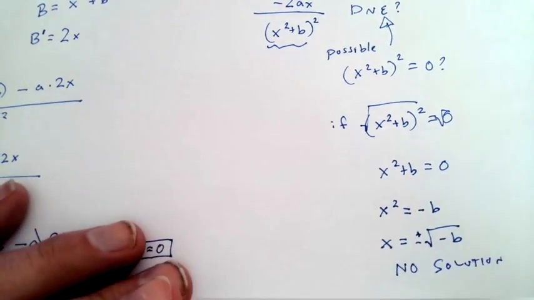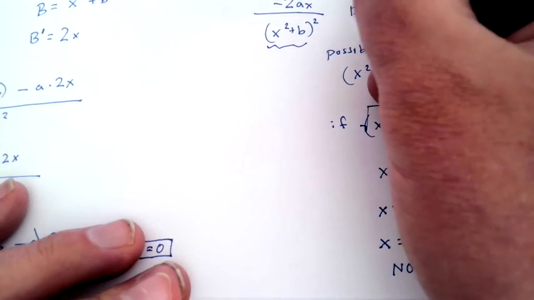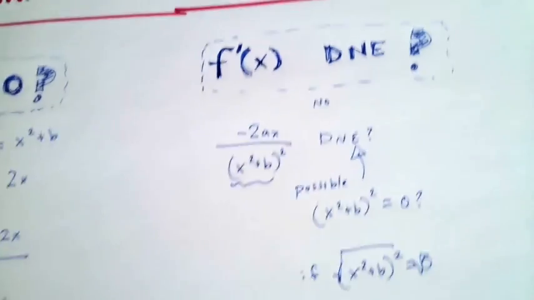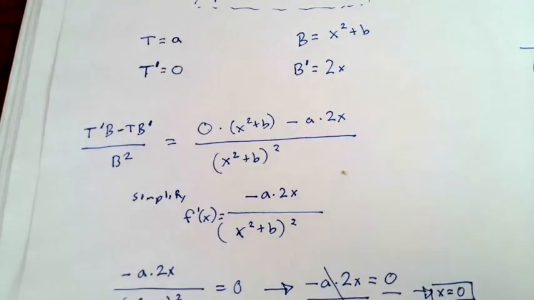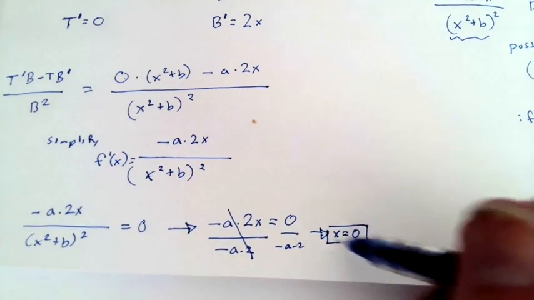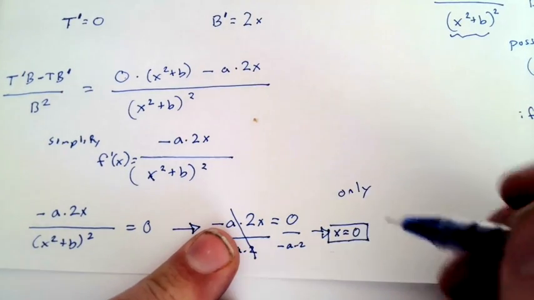And even though it was important to check, there are no critical points where f prime of x does not exist. So this means that we have our one solution here at x equals 0. This is our only critical point.